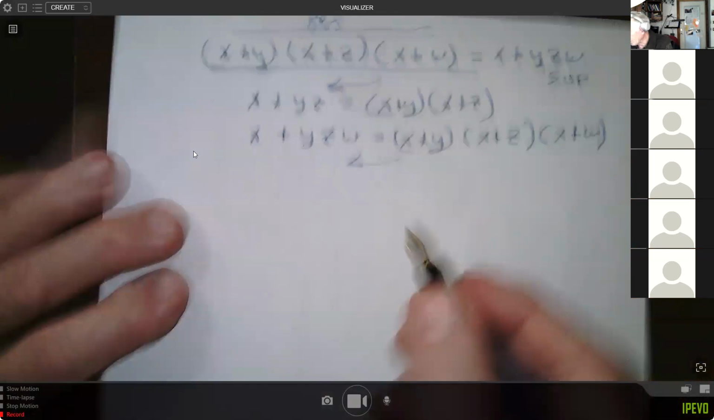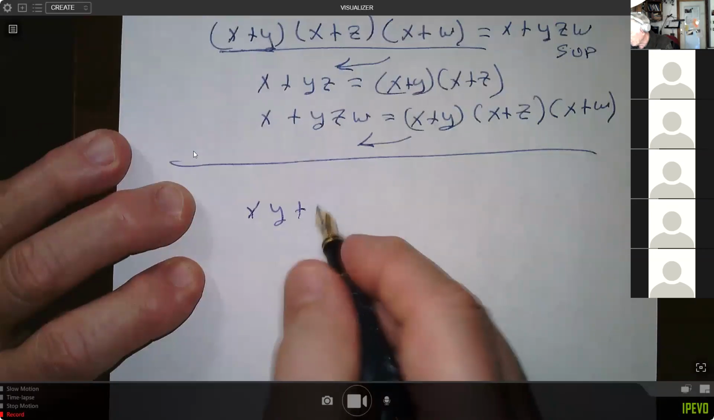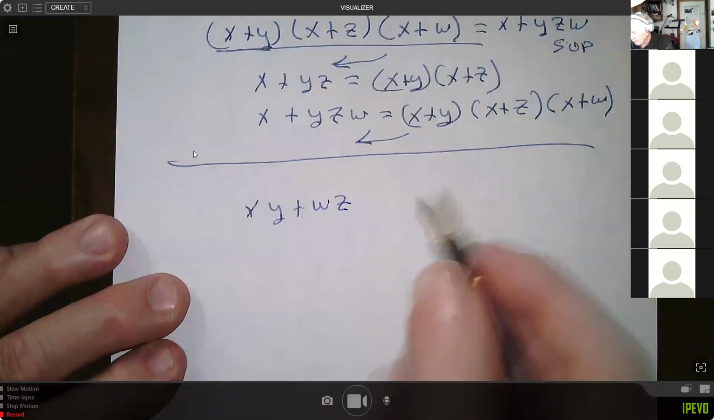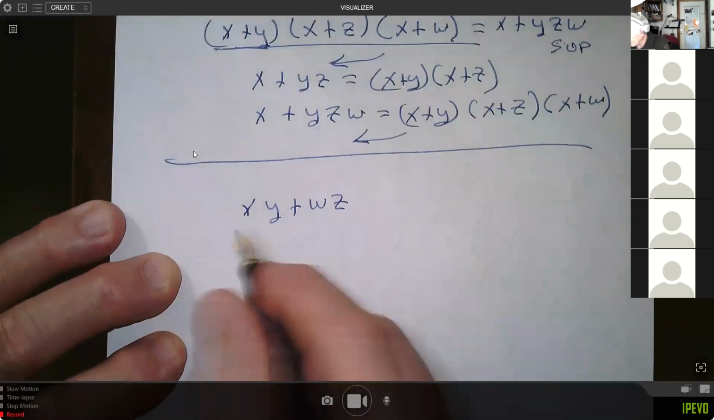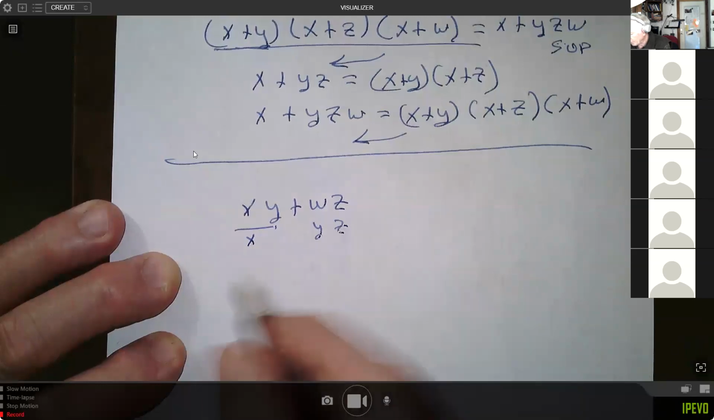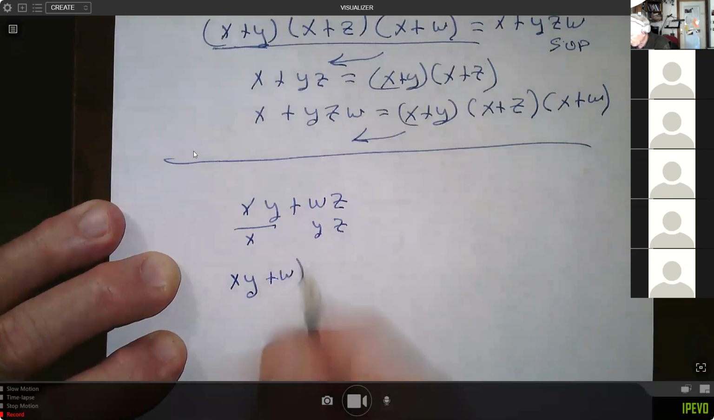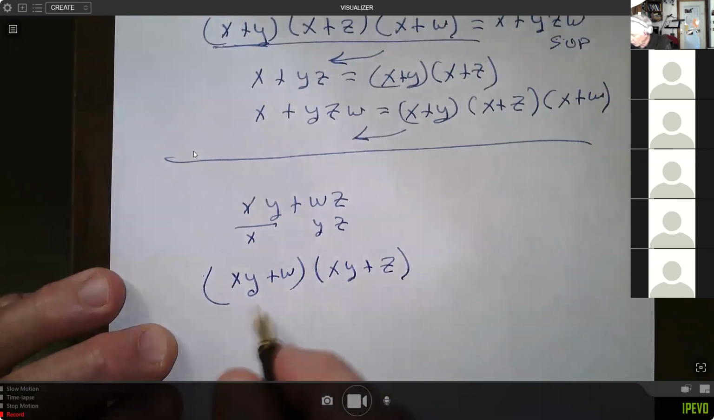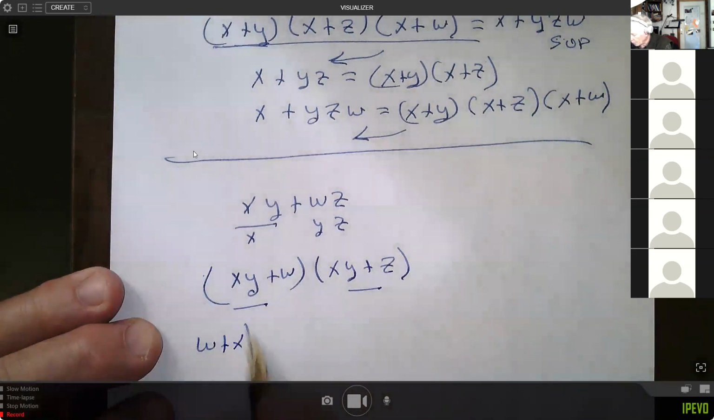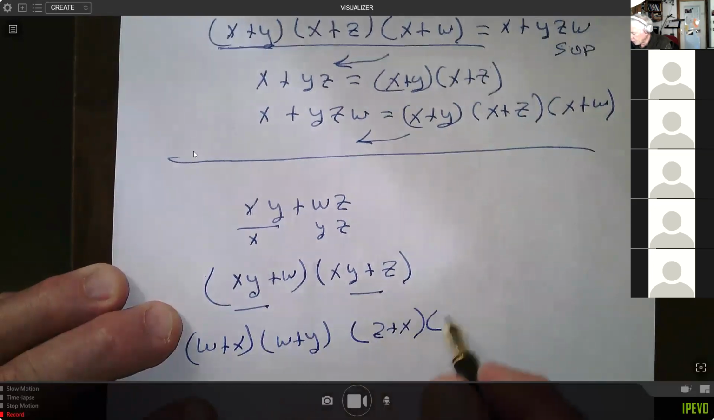All right, so that's one that comes up frequently. Another one that comes up all the time is xy plus wz, or something equivalent. We just use the second distributive law a couple of times. We let this be x, this be yz, and we get xy plus w times xy plus z. Now we apply the second distributive law again, and we get w plus x quantity times w plus y quantity times z plus x quantity times z plus y.